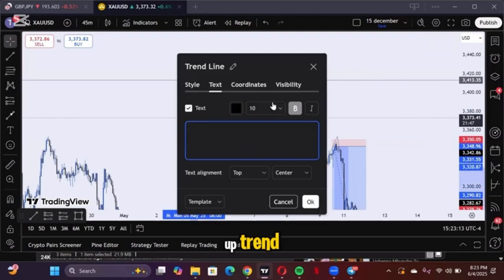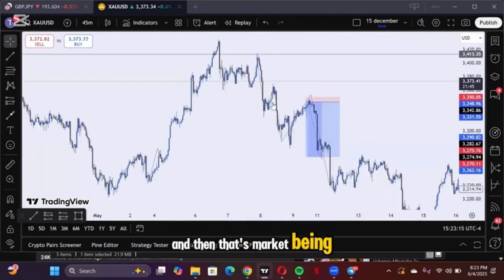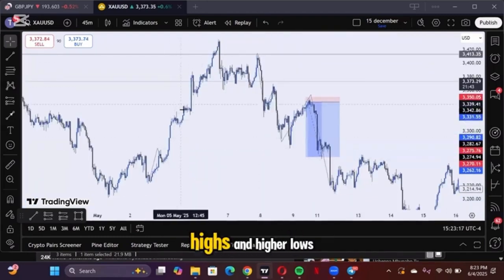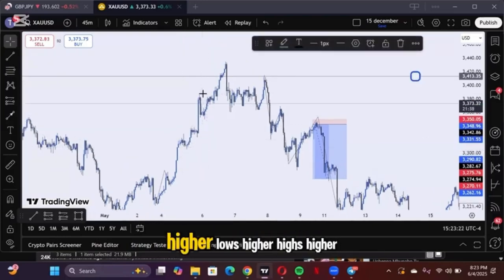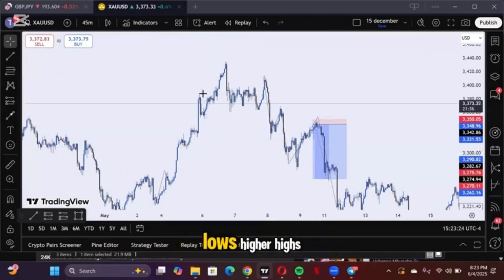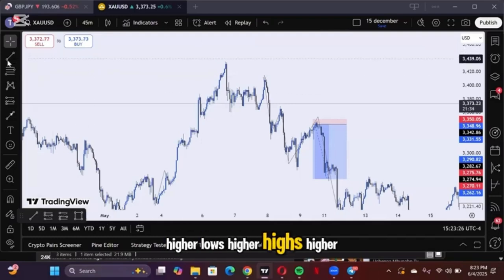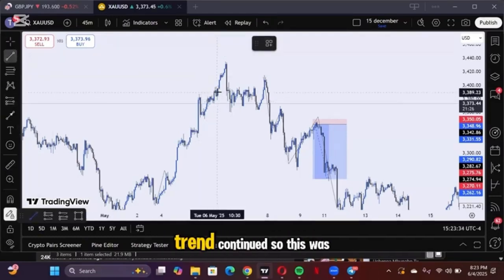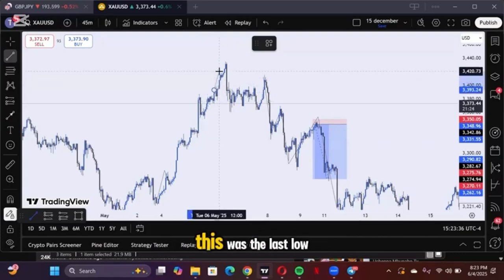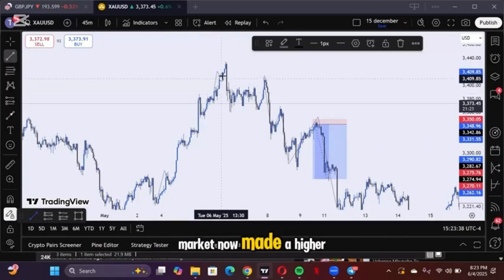So I had a previous uptrend, and then that's market being on an uptrend, making a series of higher highs and higher lows. So the whole uptrend continued, making higher highs, higher lows, higher highs, higher lows. So this was what the uptrend was made up of, higher highs. So the whole trend continued. So this was the last high, this was the last low. Market now made a higher high again.